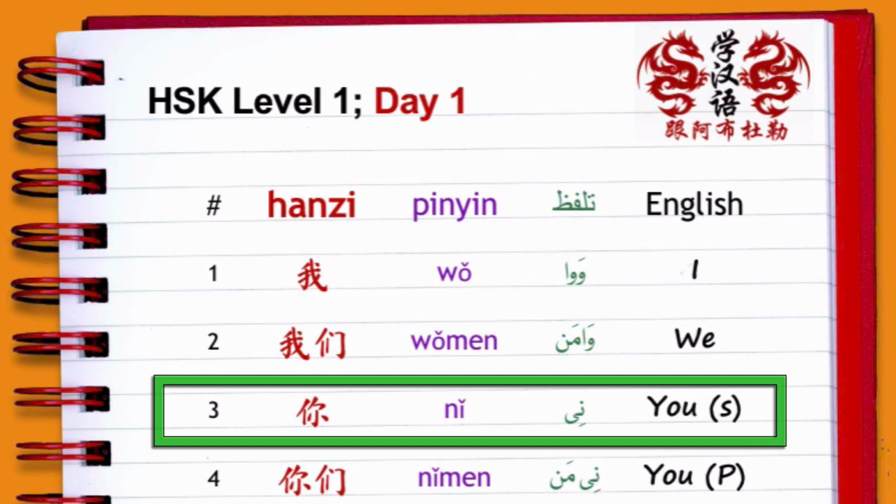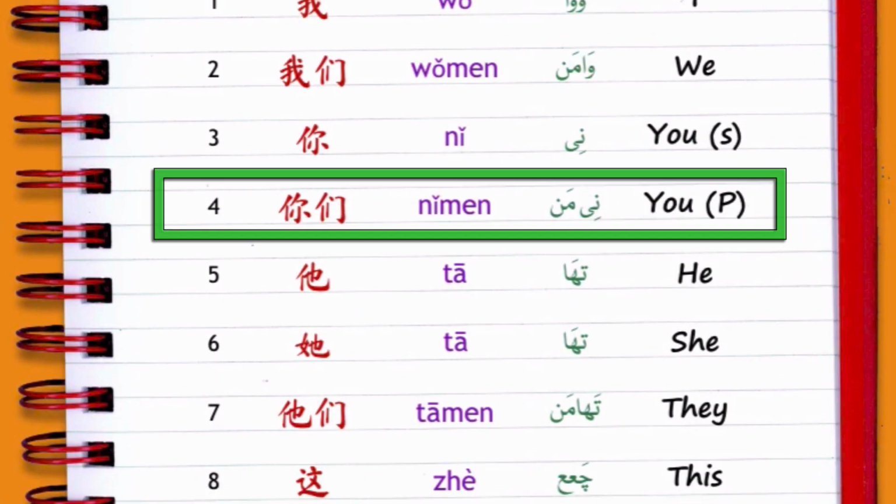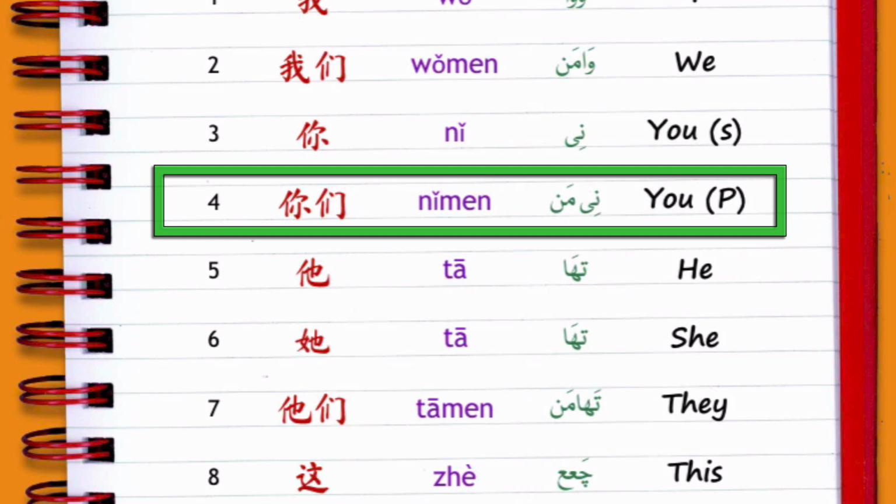你. There is third tone on 你, so we have to speak like a music. At first, the voice will go down, then will go upwards. 你. And 你 means you. Word number 4. 你们. That means you, but for plural.